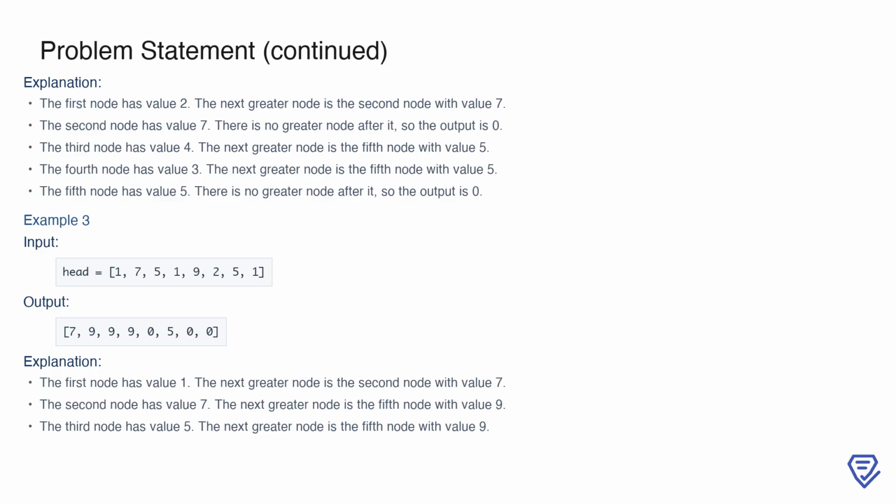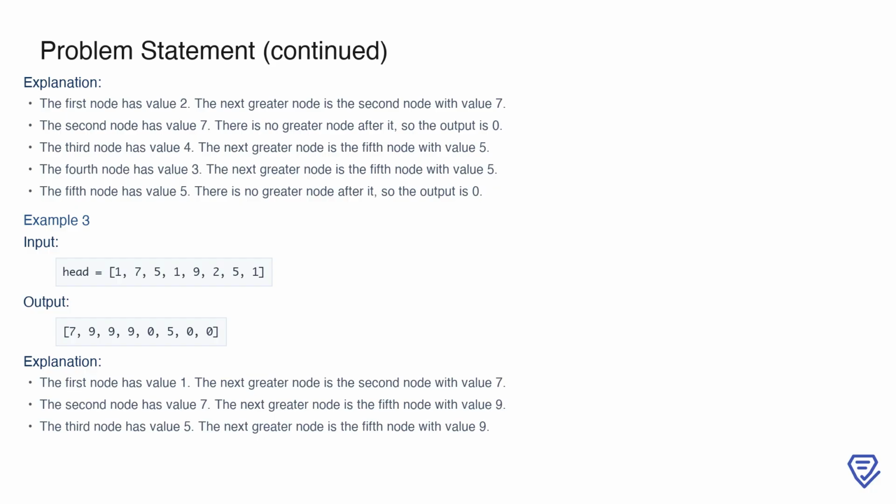The first node with value 2 has as its next greater node the second node, which is 7. The second node with value 7 doesn't have any greater node after it, so its output is 0. The third node with value 4 has the fifth node with value 5 as its next greater node. Similarly, the fourth node with value 3 also points to the fifth node with value 5 as its next greater node. Finally, the fifth node with value 5 has no greater node after it, so its output is 0.